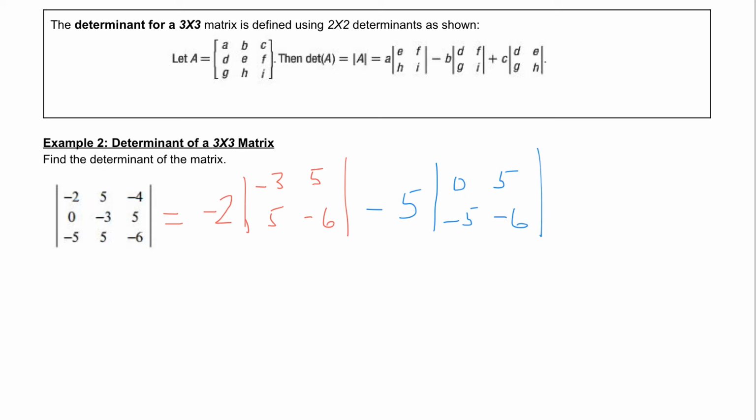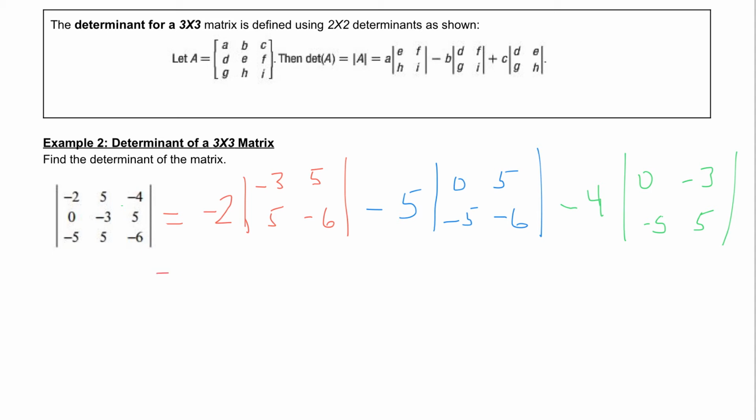And then we're going to move to C. So C is right here, which is -4. So I want C as it is. So I want a -4. And then the matrix, or the determinant that goes with it, if I take out its column and its row, I'm left with 0, -3, -5, and 5. And from this point, all I need to do is go through and solve what I have left.